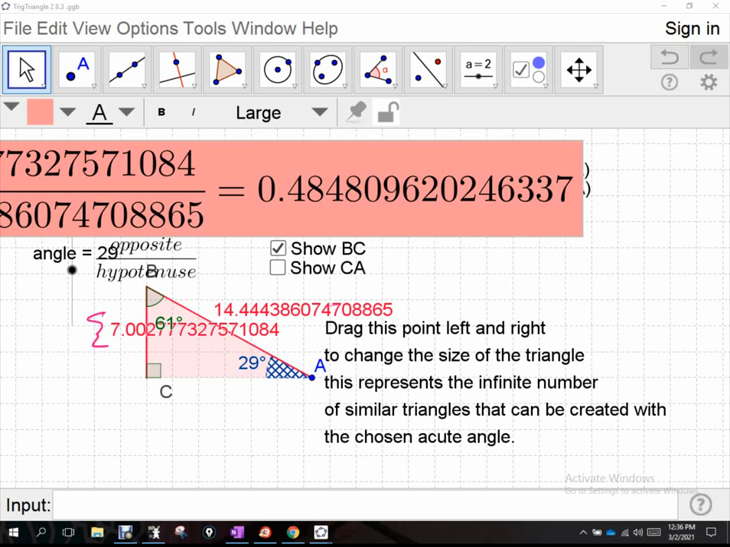Well, now if I tell you you have a 29-degree angle right here, and I ask you, what is this side? What you do is you take your hypotenuse, and instead of multiplying it by 0.5, you now multiply it by that number right there. Does that make sense? So it's essentially a scale factor.